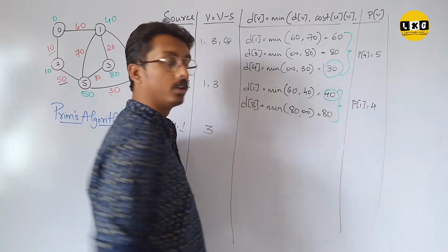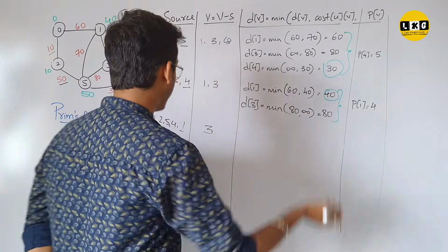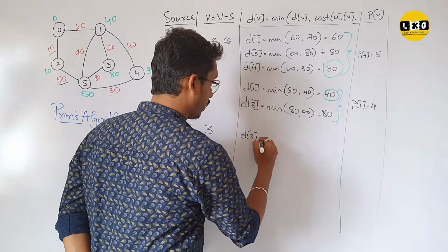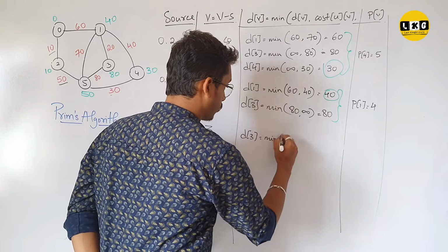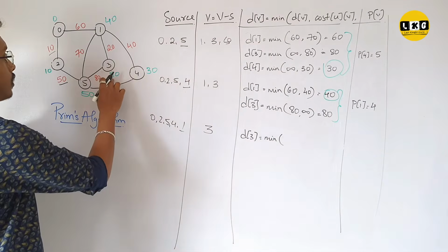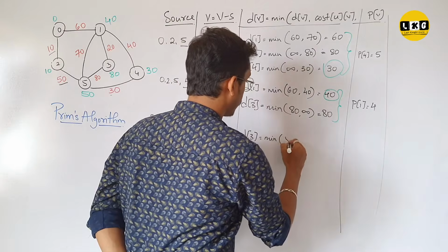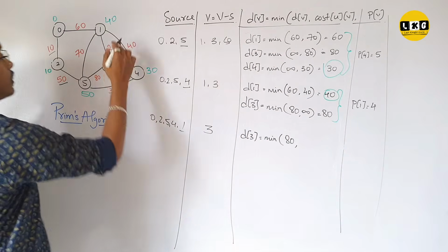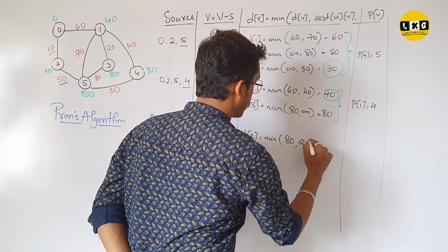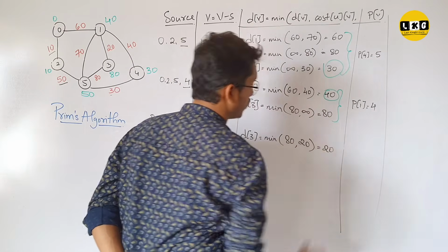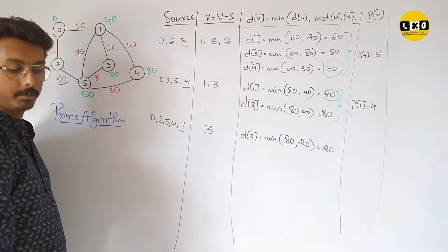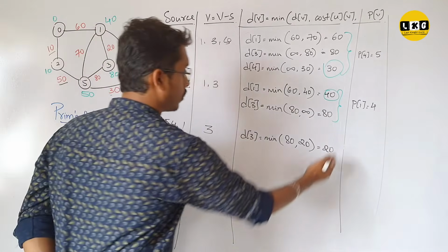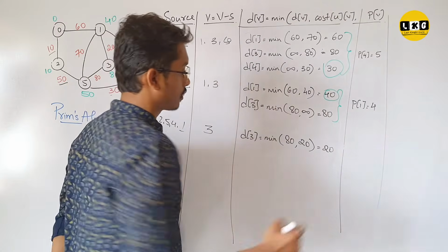So, the parent of node number 1 is 4. Okay. Next, coming to this one. D of 3 is equal to the minimum of, what is the cost of D of 3? The cost of D of 3 is 80, comma, what is the cost to go from 1 to 3? 1 to 3, the cost is 20. So, which is the minimum? 20 is the minimum. Correct? There is only one iteration because there was only one thing. So, now 20 is the minimum cost.